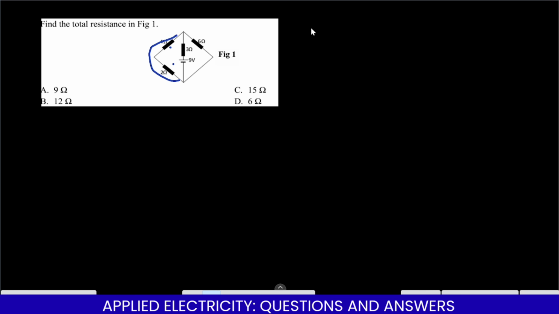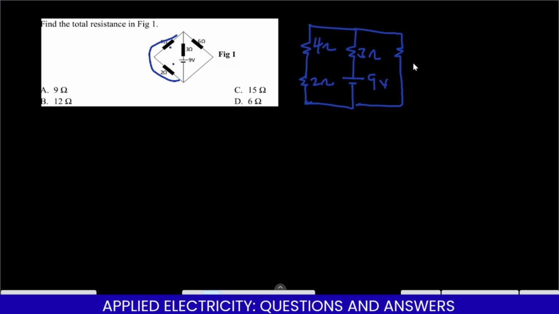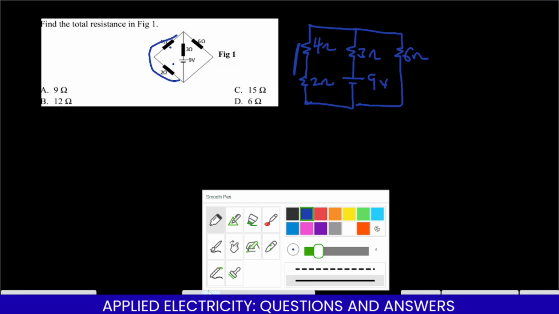We can redraw the same circuit in this form where we have resistance 1 and 2. This one is 4 ohms and the other one is also 2 ohms, right? And then we have another resistance which is the 3 ohms in series with the voltage source. And the voltage source is actually 9 volts. And then we have another resistance in parallel to the first circuit, which is 6 ohms, right? So we know that you could actually add these two resistances together, right? So let's redraw the circuit nicely and then resolve it.